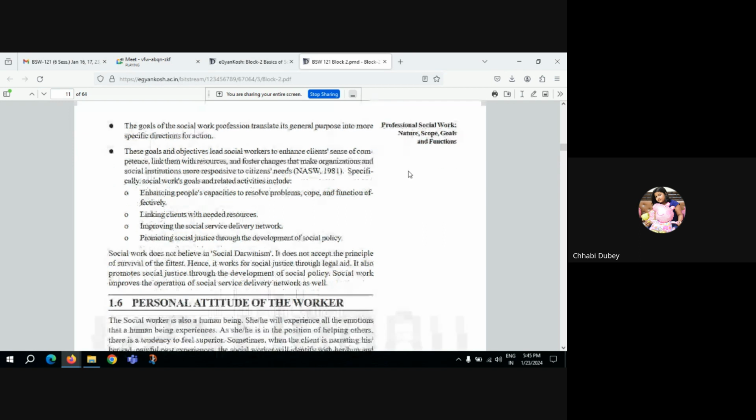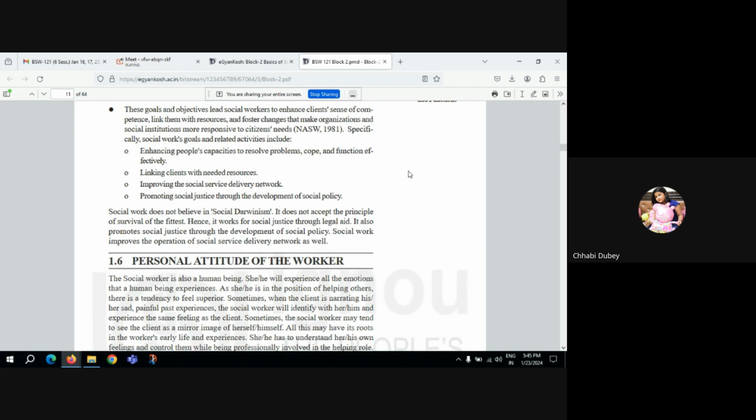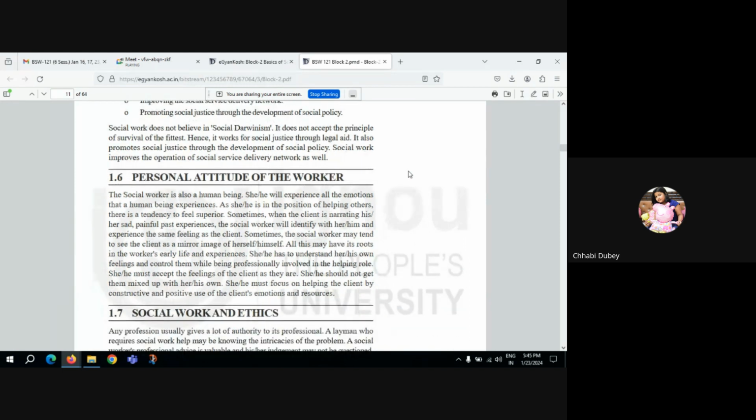So these are the various goals that social work relates to. After that, we come to the personal attitude of the worker.